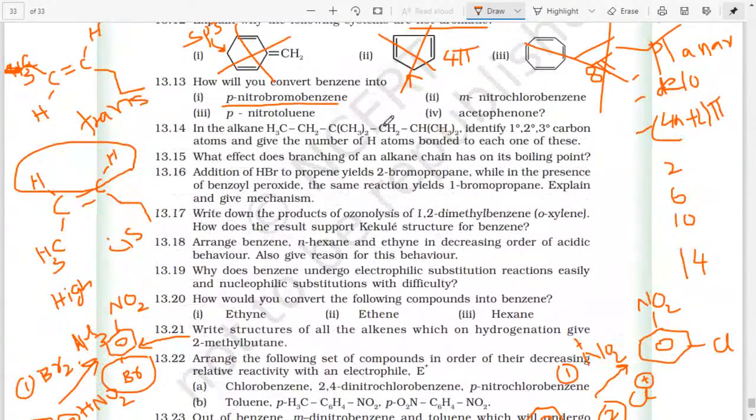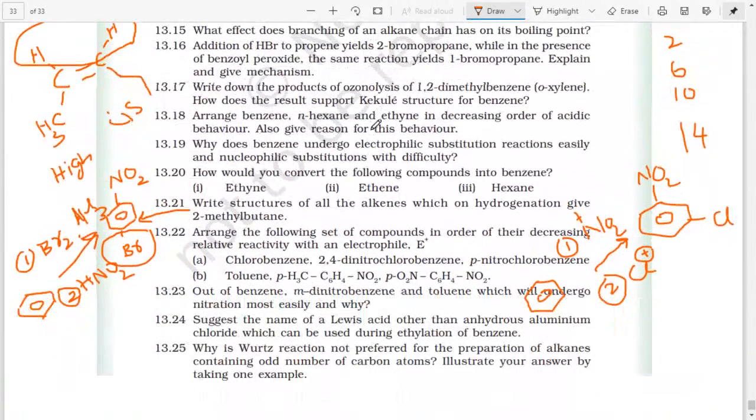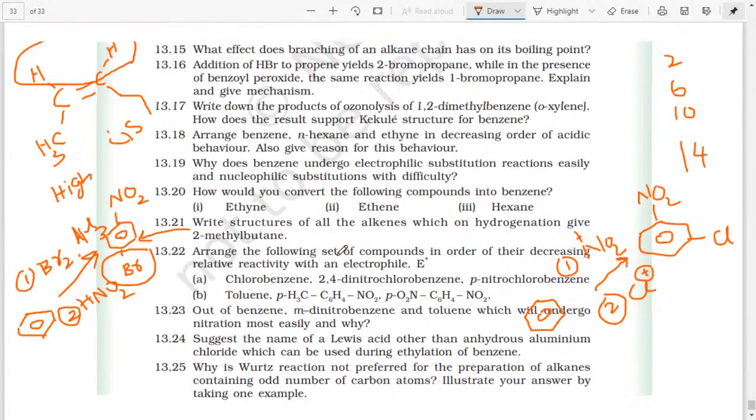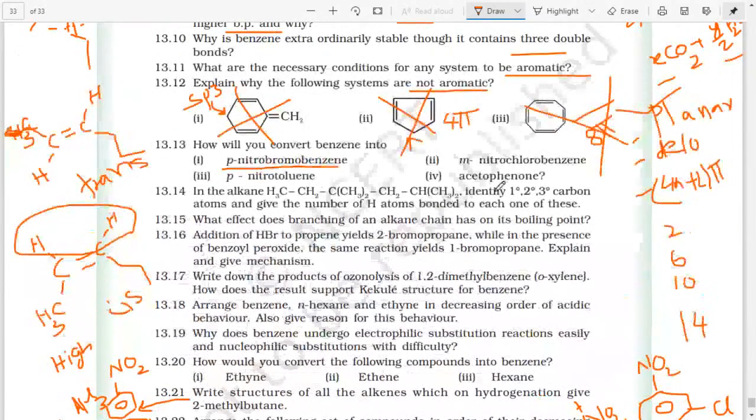And para nitrotoluene, how will you make para nitrotoluene? Similar to this. First do the methylation by Friedel-Crafts alkylation, then do nitration to give the para position. What about acetophenone? Directly take benzene and do the Friedel-Crafts acylation. You are going to get acetophenone.